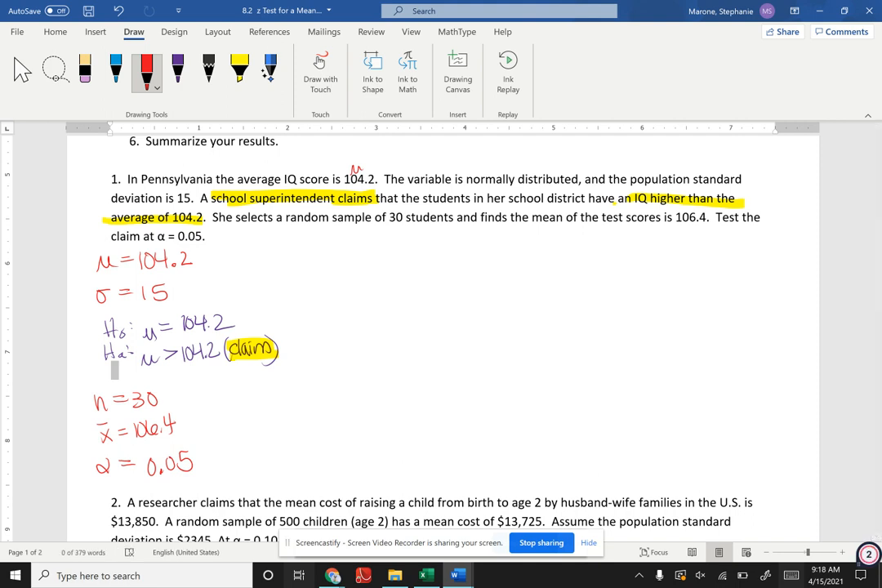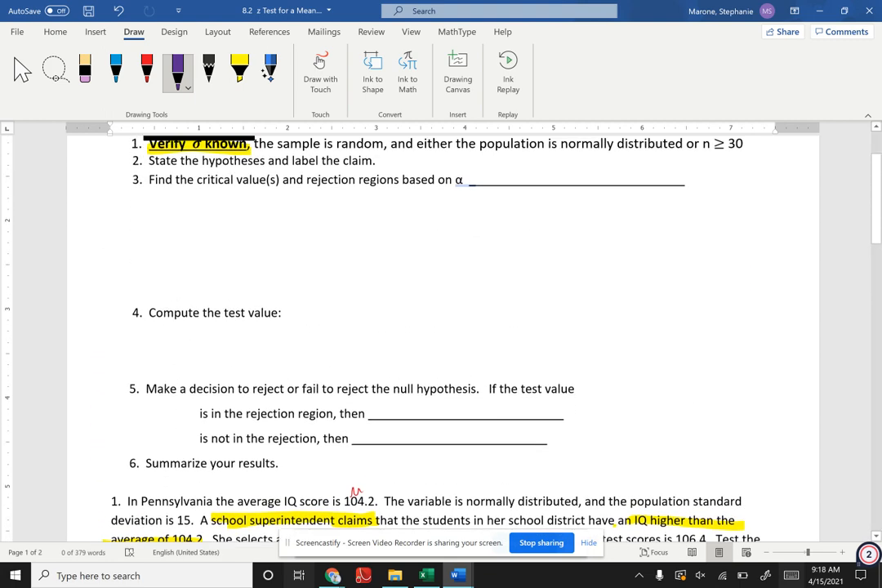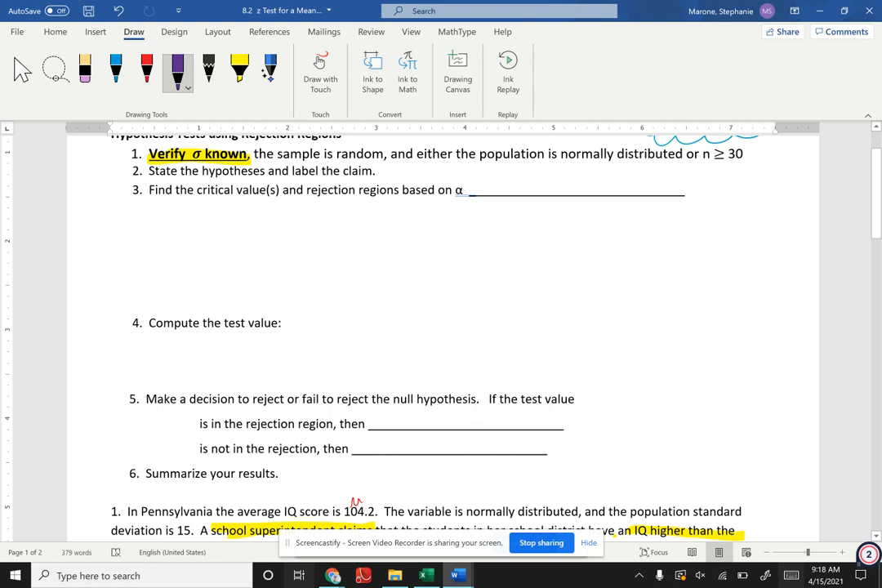So we don't need to write all of that red stuff down, but I like to write it because it makes it so much easier when I go to do the rest of the problem. Believe me, students do better when you write it down. Not saying that you can't do well if you don't write it down. So that's the first two steps. We stated the hypotheses and labeled the claim. I also list out all my values. We're going to find the critical values now.